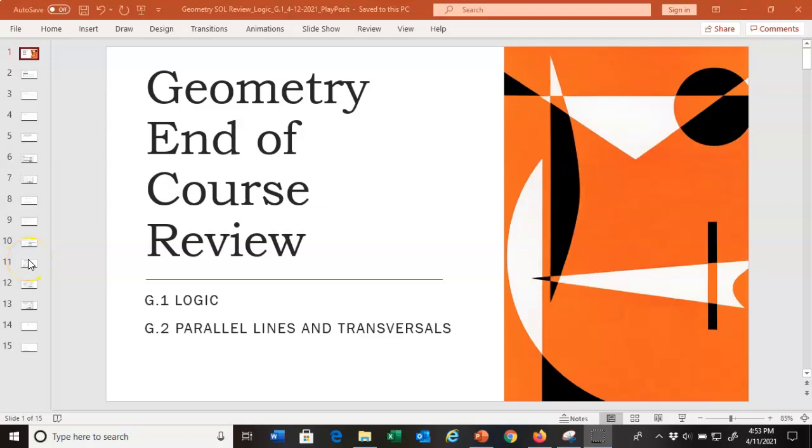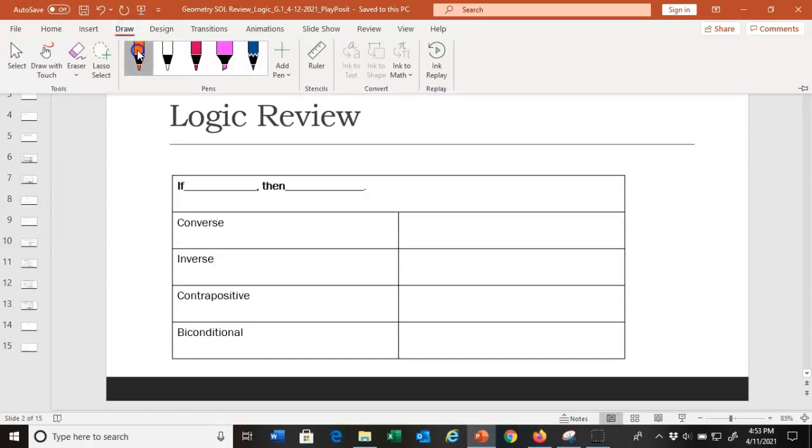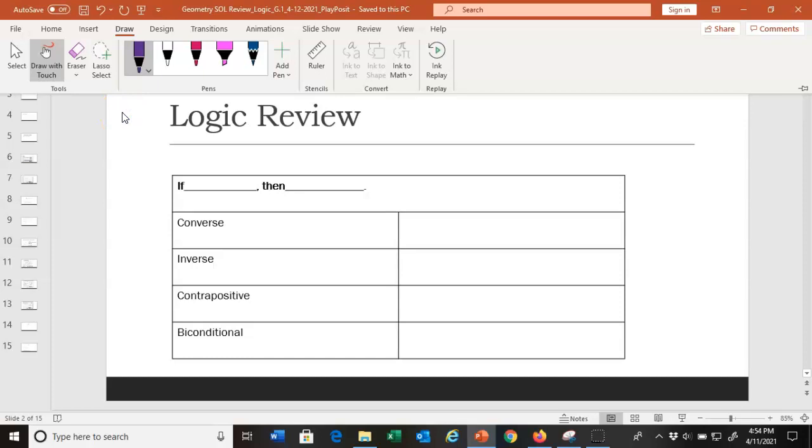Hi everyone. In this lesson, we will be reviewing two of our geometry topics from the year, logic and parallel lines with those transversals. So the first thing we're going to do is just kind of review the topic a little bit, and then we'll be able to do some practice problems. Those practice problems are going to closely mirror the end of course test, so they'll be good for us to look at. Let me grab a pen here.